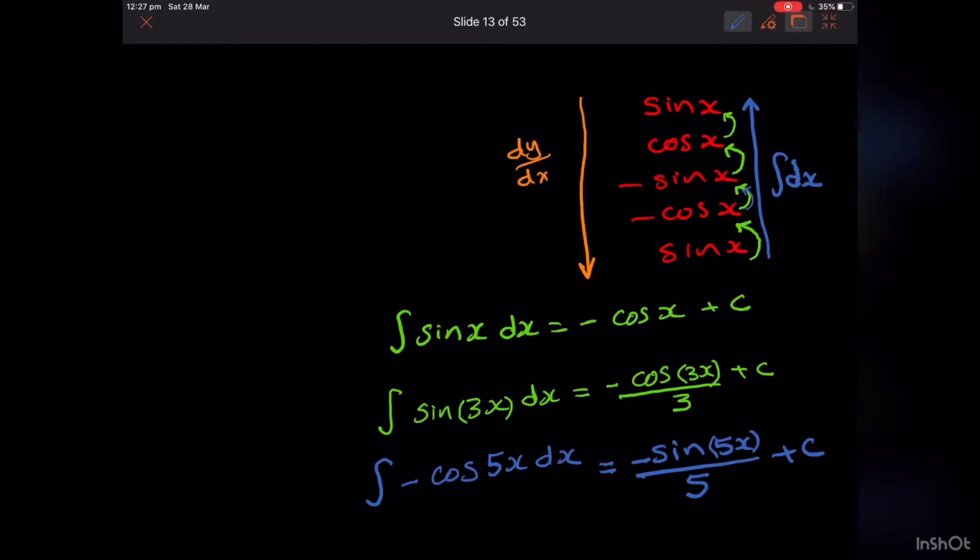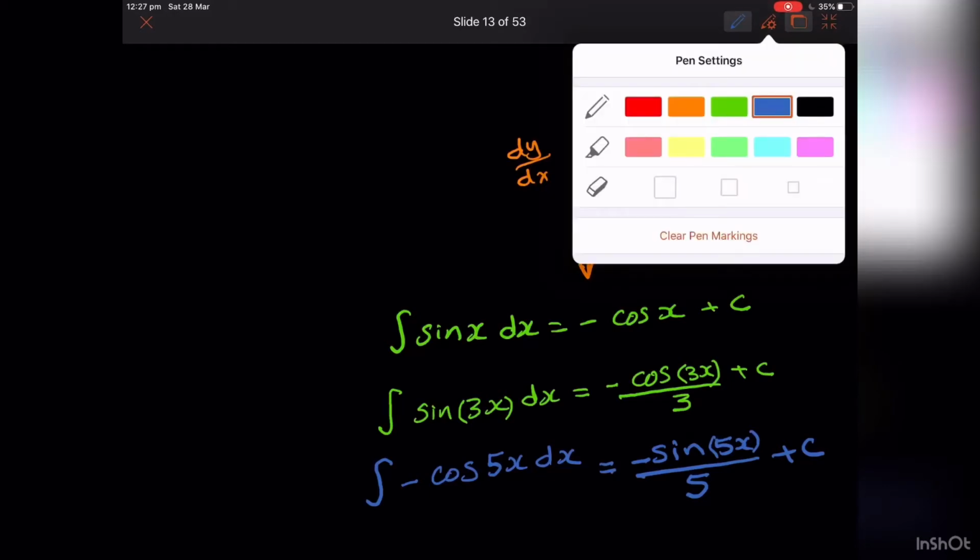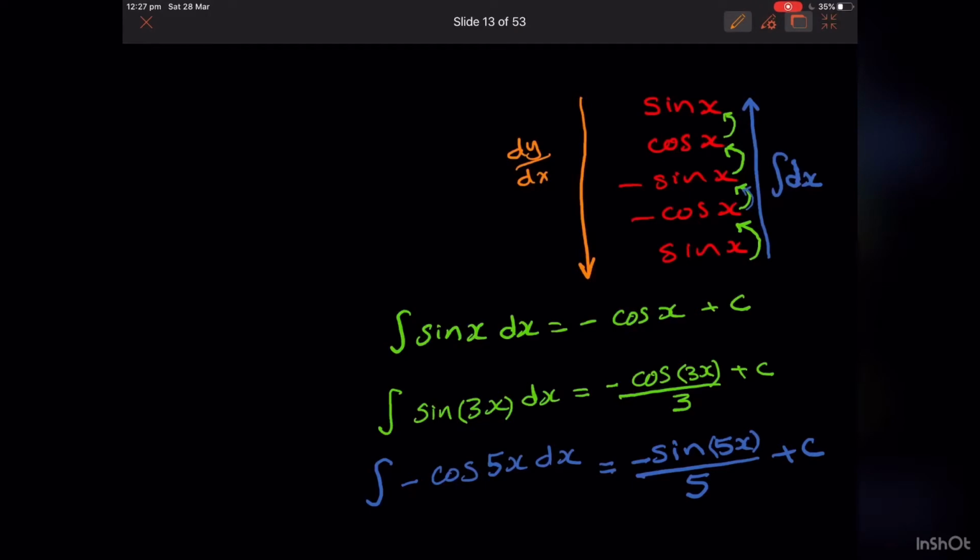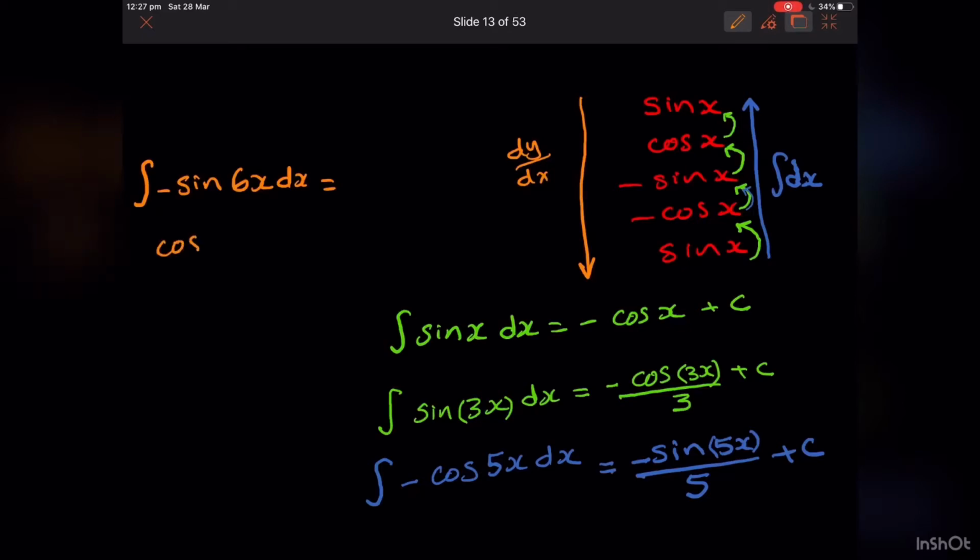Another example, the integration of minus sine 6x dx equals, so the integration of minus sine is cosine. So this is going to be cosine 6x divided by 6 plus c. I hope that's clear now. Okay, let's go back to the slide.